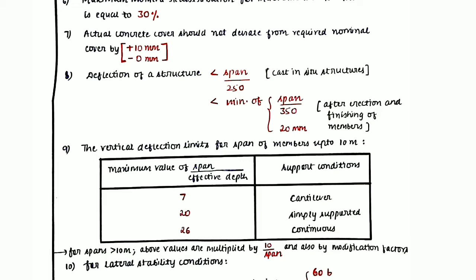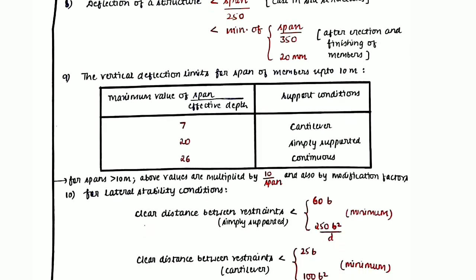Now you'll ask, what about the cases of members in which the span exceeds 10 meters? So in that particular case, this value has to be multiplied by 10 divided by span, and also the modification factors should be multiplied with this particular value. Suppose the span is 20 meters and the case is of a cantilever beam, then what will you do? Since the span is greater than 10 meters, you will have to calculate the maximum value of span by effective depth as 7 multiplied by 10 divided by 20, and if some modification factor is also given to you, then you will have to multiply that modification factor as well to calculate the new maximum value of span by effective depth.